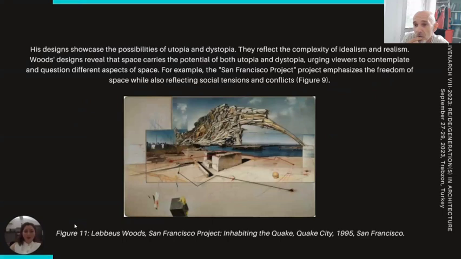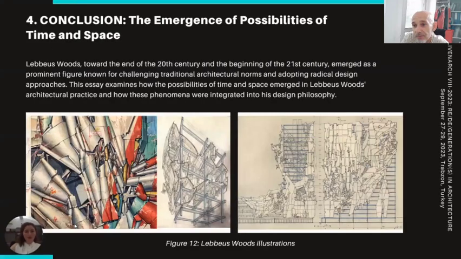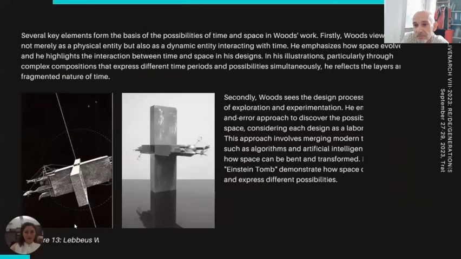His design showcases the possibilities of utopia and dystopia. They reflect the complexity of idealism and realism. Woods' design reveals that space carries the potential of both utopia and dystopia, urging viewers to contemplate and question different aspects of space. Woods' illustrations challenge traditional architectural norms. It's like these illustrations.